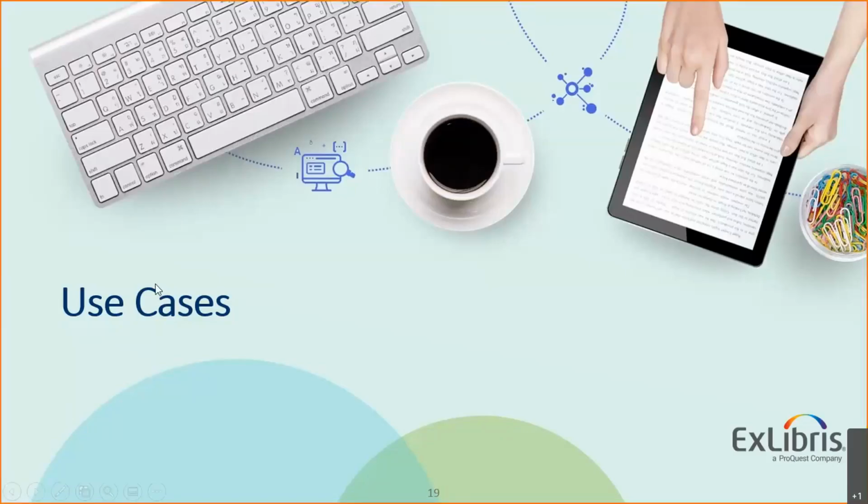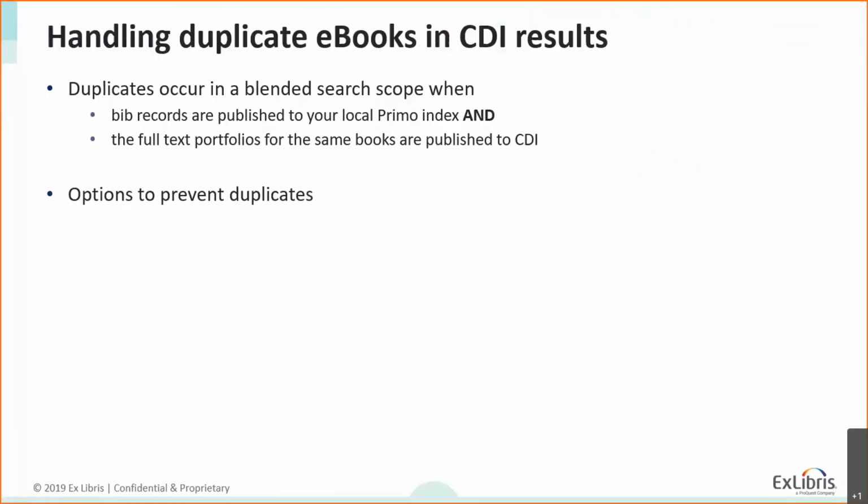Okay, so now what I want to do is discuss a specific use case. We saw all the available options, and one of the questions that you had was, why would I want to show something as available online in CDI, but not have it active in Alma? One of the use cases for this is to handle duplicate ebooks in CDI results. This is the main use case for using this option.